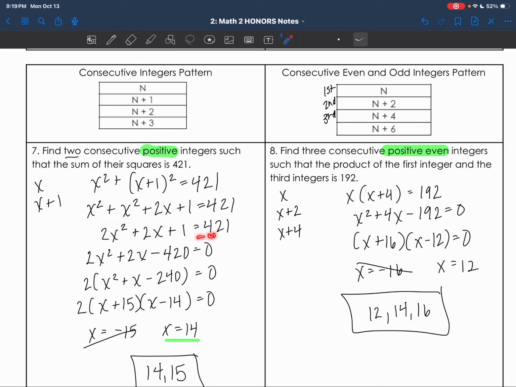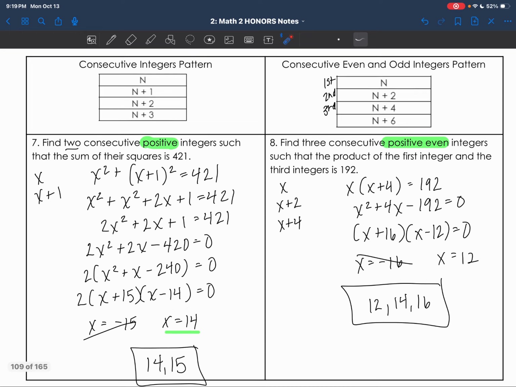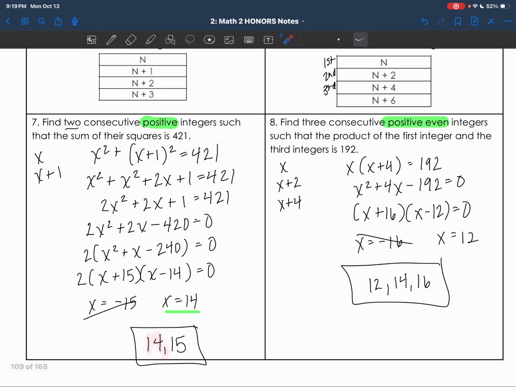We're going to subtract 421, and you're going to get negative 420, and then now factor 2 out, and then factor this how you choose. You're going to get x plus 15, x minus 14, set them both equal to 0. You'll get x equals negative 15. Well, you can't do that because we want a positive integer. So we're going to have x equals 14. So if the first number is 14, we know that 14 plus 1 is going to give you 15.